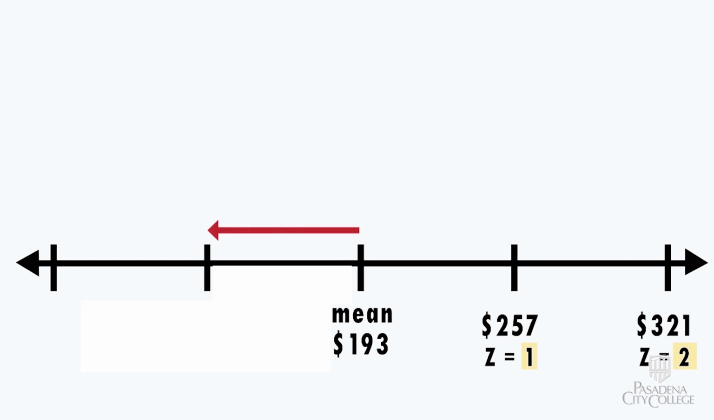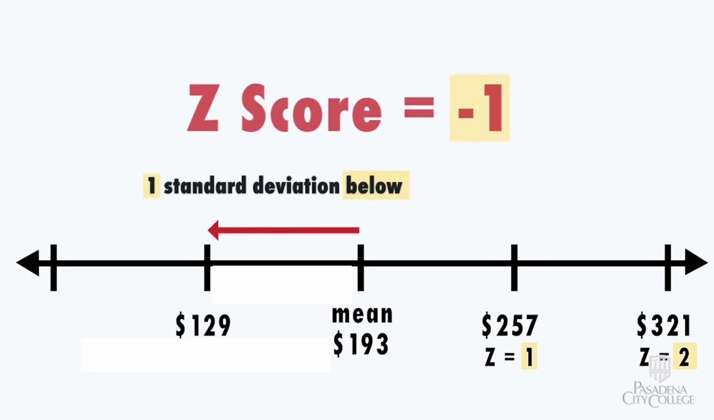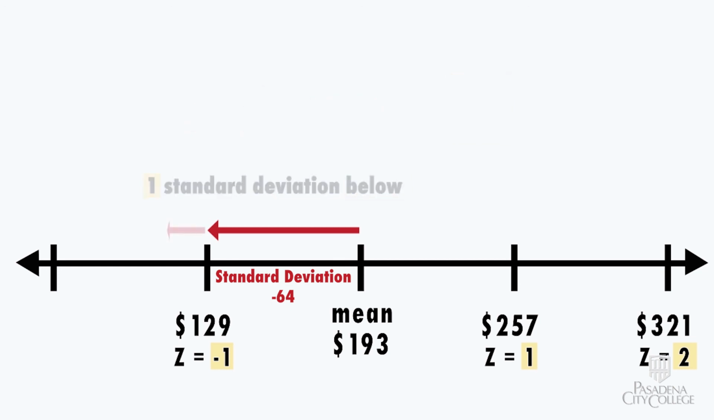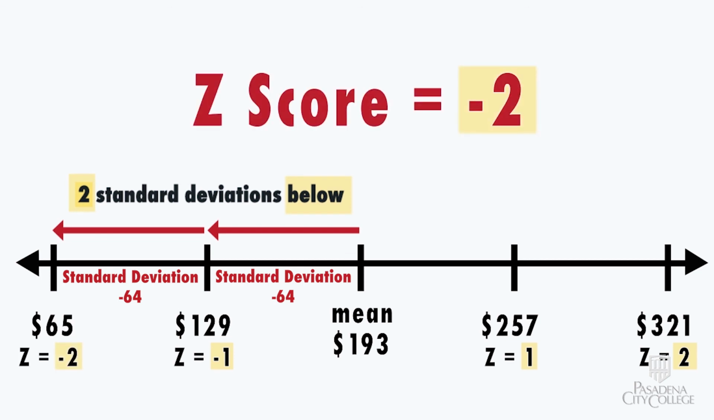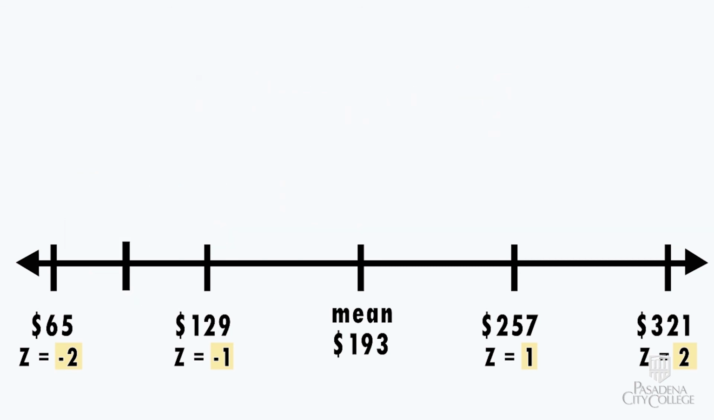Well, let's say the book costs $129. So if you take 193 minus 64, which is 129, you're 1 standard deviation below the mean. Oh, since 129 minus 64 is equal to 65, a textbook costing $65 would have a z-score of -2? Exactly. So the class that I'm taking has a textbook that costs $100. What would the z-score of that be?